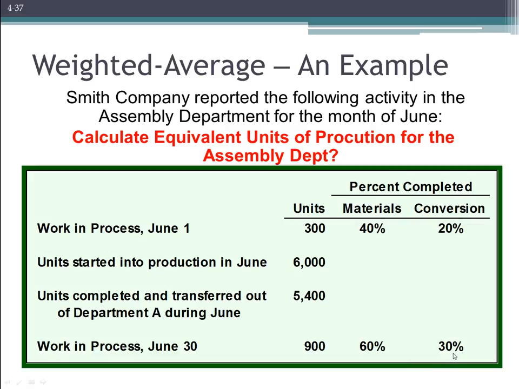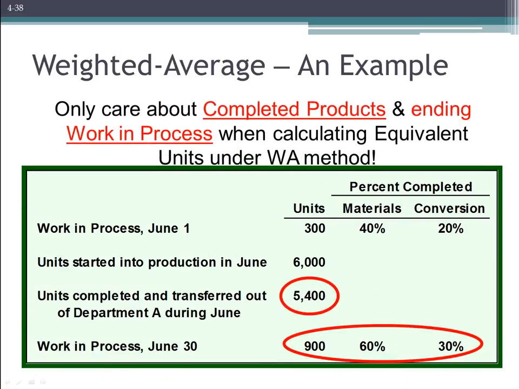So if we were to calculate the equivalent units of production for this department, the Department A, or in our example, the assembly department, in your homework, of course, it would be the juicing department. How would we come up with the equivalent units of production? Remember, of course, this is what we memorized. Equivalent units of production for a department are equal to the units completed and transferred out during the period and the ending work in process equivalent units based upon the percentage of completion.